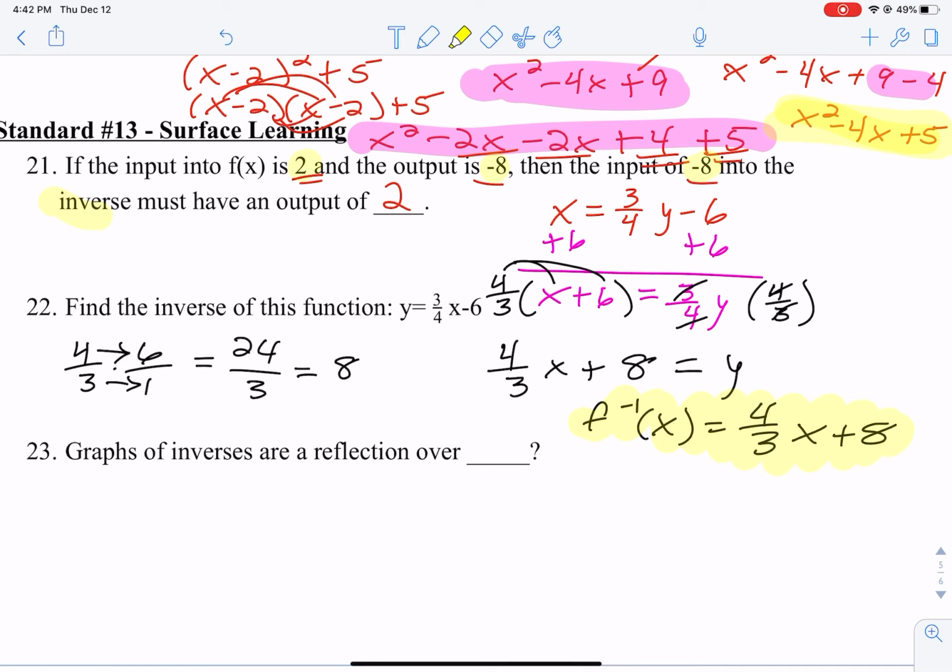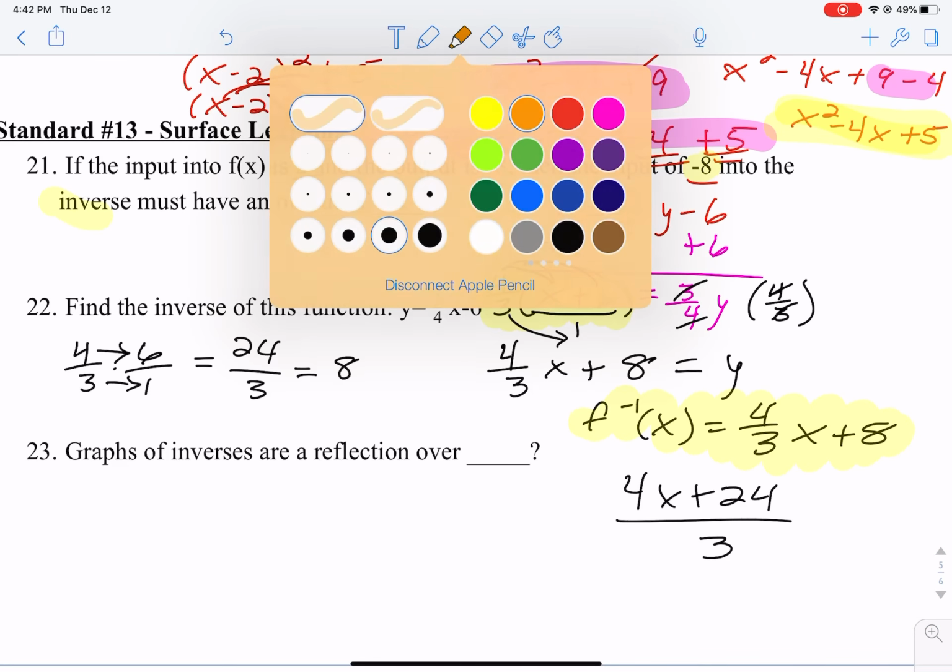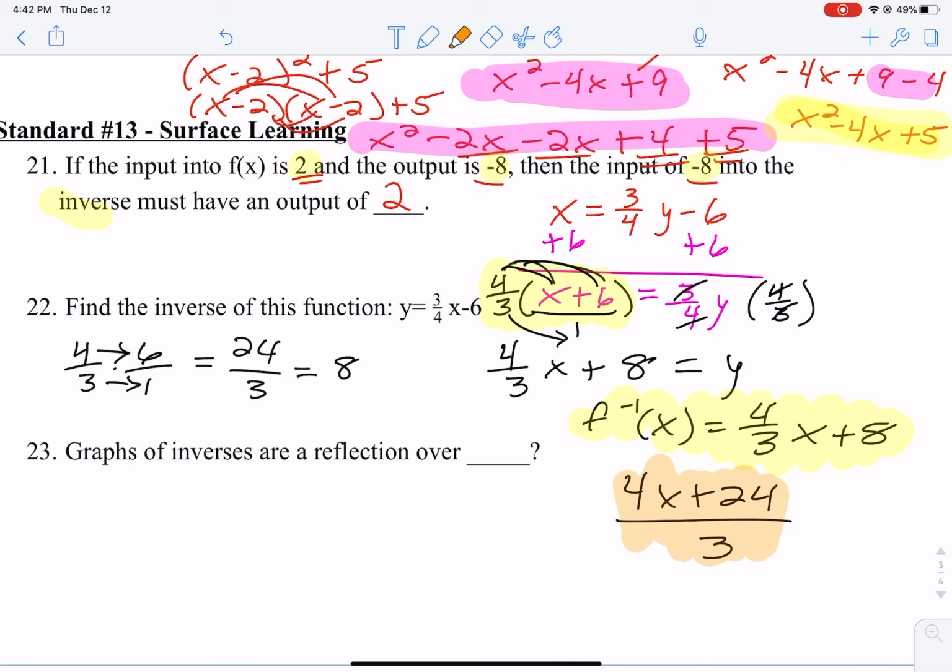Okay. Number 23, or I guess I can talk about the other way. Go back to 22. I want you to look up here at this. You could think of this being over 1, and multiply with the 3, and the 4 distributes, so it would be 4x plus 24 all over 3. This is the other way that you could have the answer. Okay, you still need the f inverse of x.